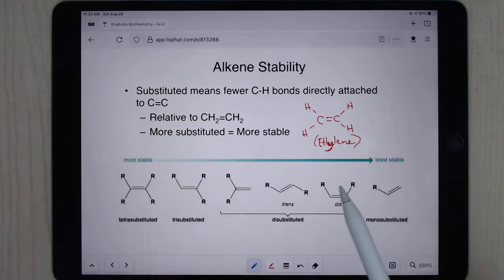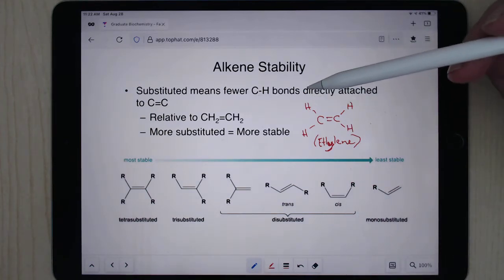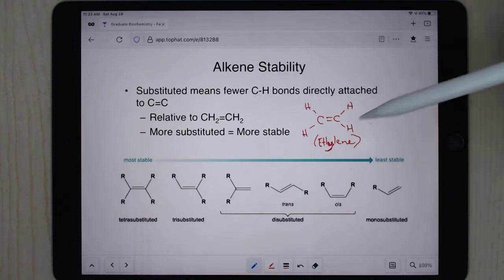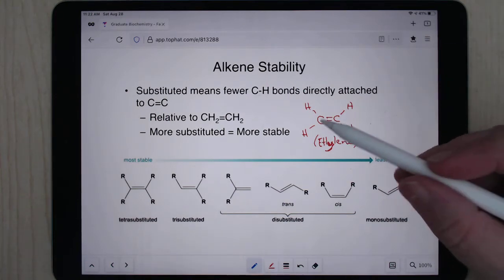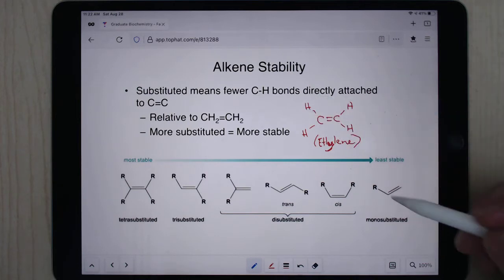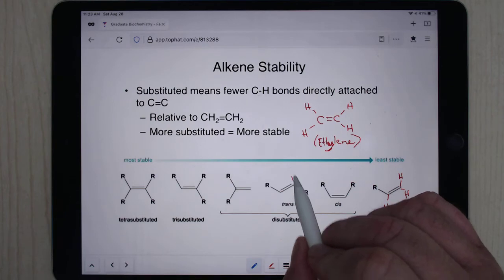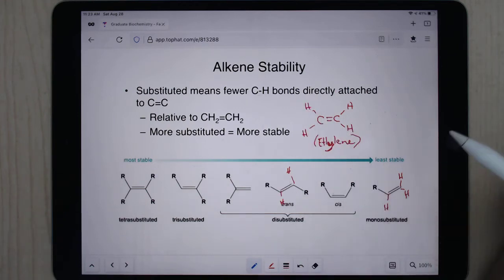Okay, here what we're saying is, how many positions have we swapped a hydrogen for something else? So for monosubstituted, we've removed 1 hydrogen, but the other 3 are there. So we've substituted one of those hydrogens for something else. For disubstituted, there's still these 2 hydrogens. That means 2 of the other ones have been substituted for something else.